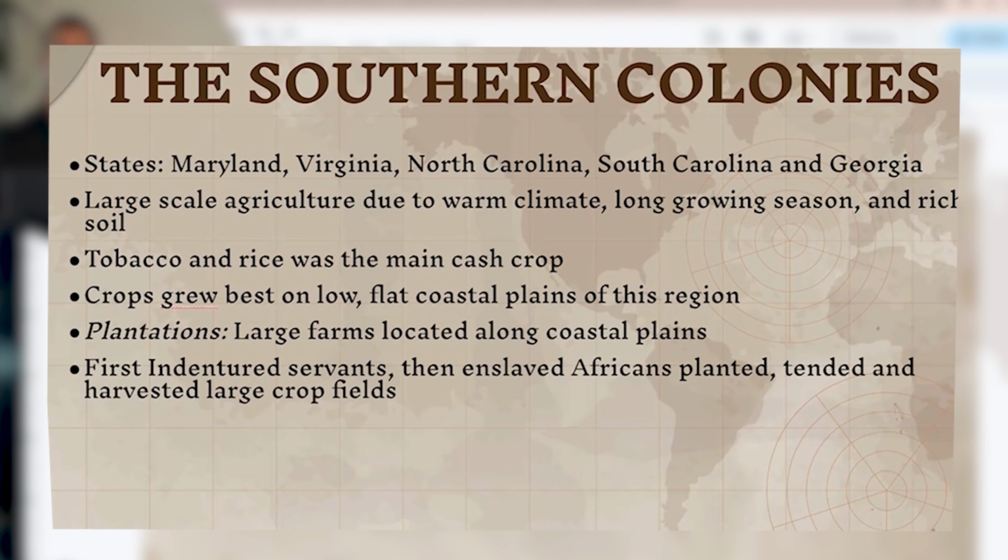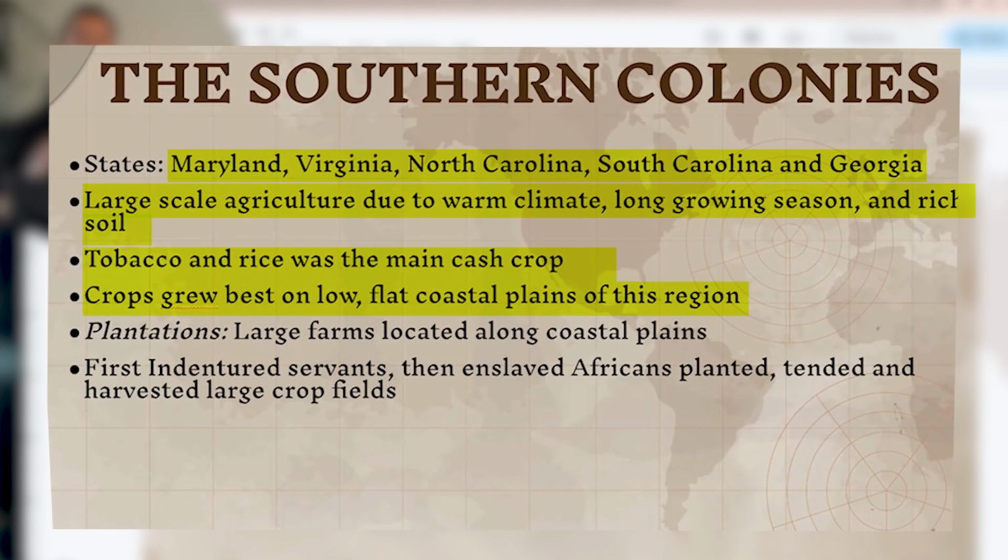Now, the southern colonies are a little bit different than the New England colonies and the middle colonies. The southern colonies consisted of the following. You had Maryland, Virginia, North Carolina, South Carolina, and Georgia. On the southern colonies, you had large-scale agricultural operations. The predominant driver of the southern economy is going to be the plantation system, in which these large farms produce abundances of cash crops. Tobacco and rice are the main cash crops, and because the southern colonies have low, flat-lying coastal plains, it made them very, very conducive for giant agricultural production.